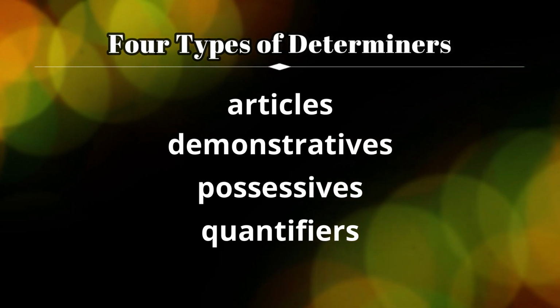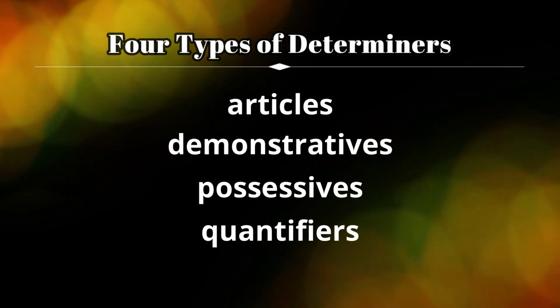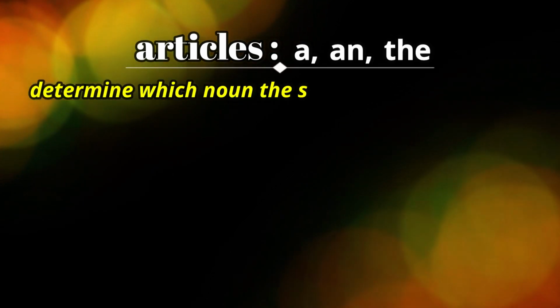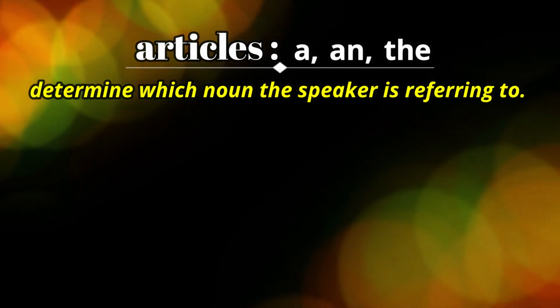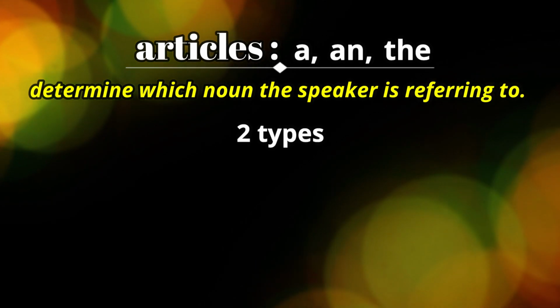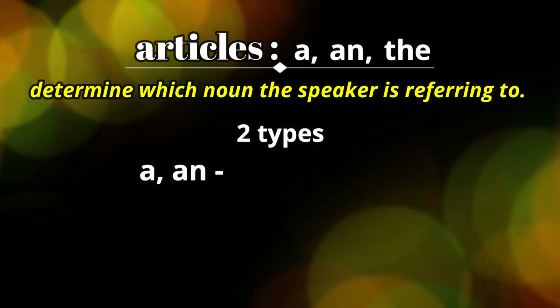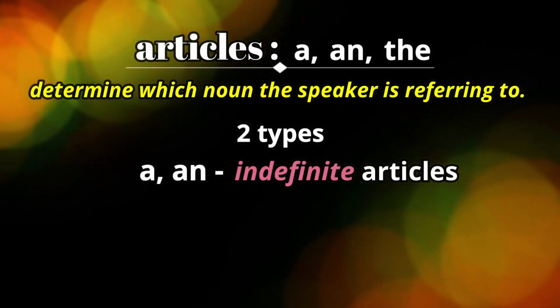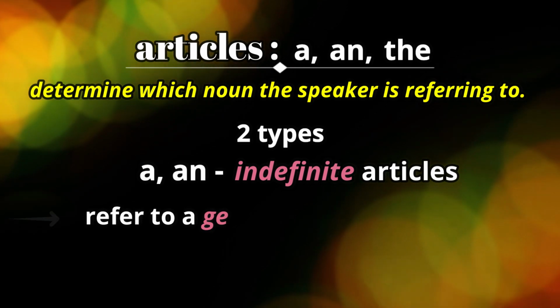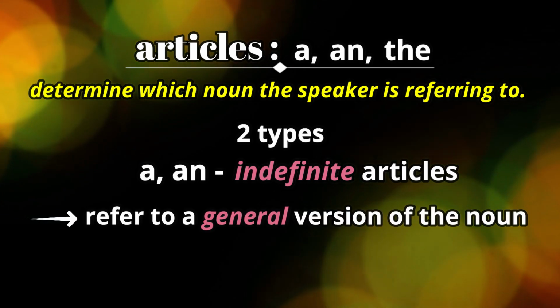Let's take a look at articles first. Articles are words such as a, an, and the, and they determine which noun the speaker is referring to. There are 2 types of articles. A and an are called indefinite articles because they refer to a general version of the noun.